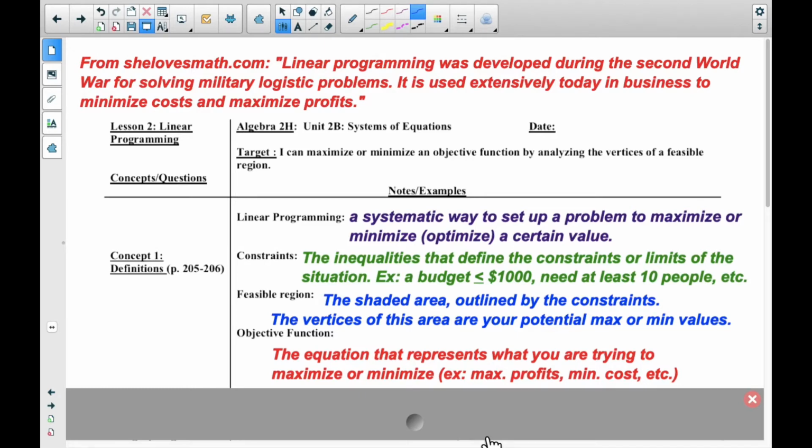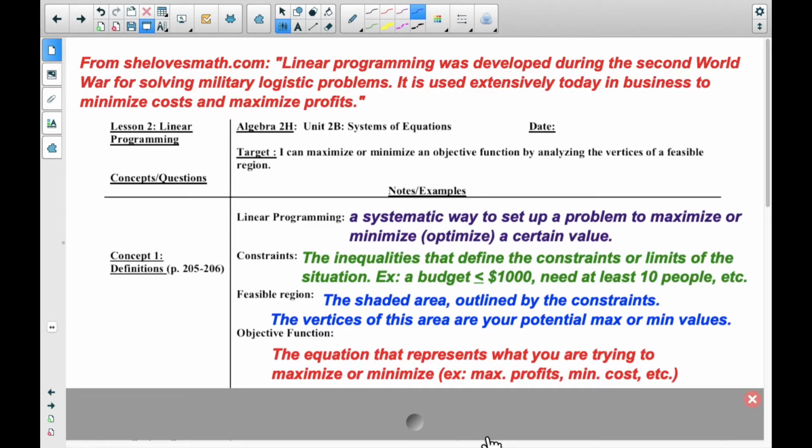Feasible region. The feasible region is the shaded area. We've been working on graphing and shading lines, and we're going to continue with that. This is when you're going to need to graph and shade lines. It's the shaded area outlined by the constraints. The vertices of this area are your potential max or your potential min values. As it turns out, if you want to optimize something, the best way to do that is to use the vertices. We'll get into some of that so you can understand what I'm saying here.